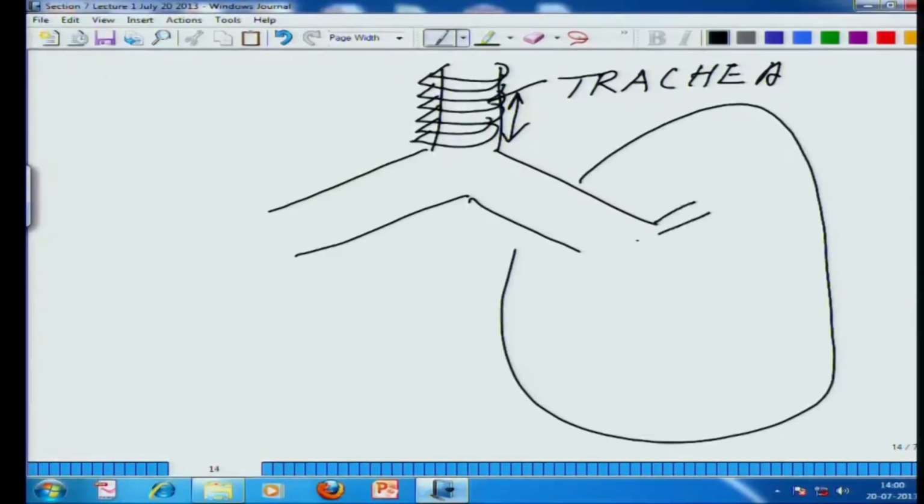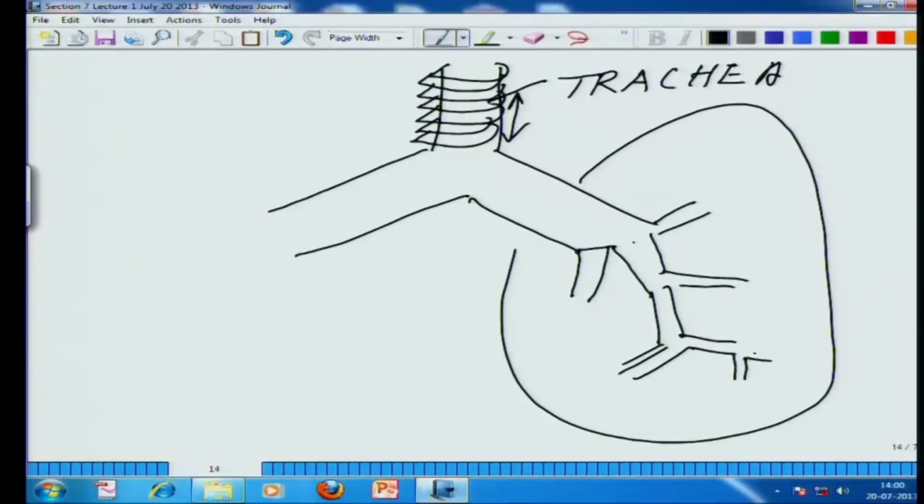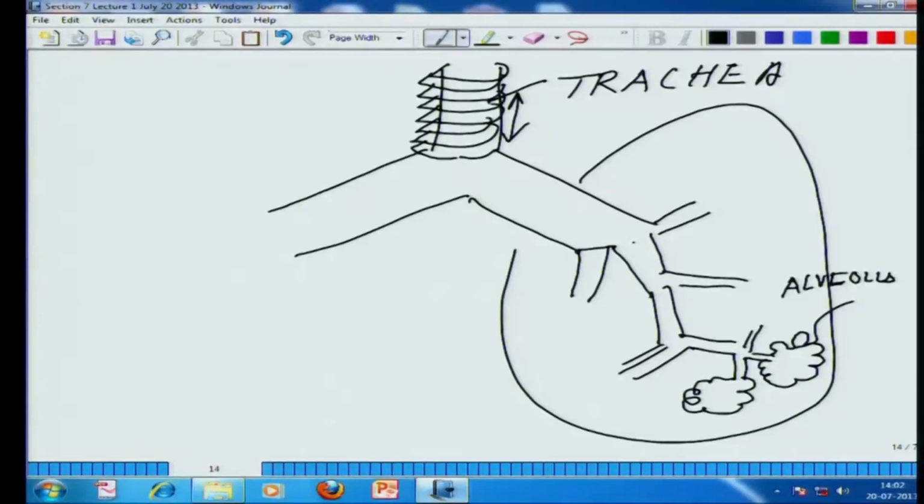Then they further bifurcate, keep on bifurcating, and eventually they become thinner and thinner as they keep on bifurcating. Then eventually they have this kind of structure which is called alveolar duct or alveoli. Alveolus.